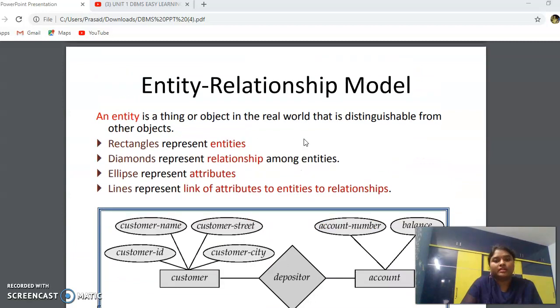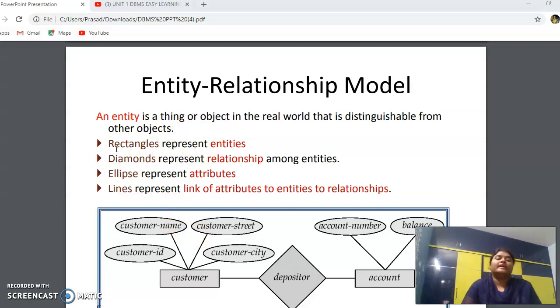Next one is the ER model. Let us have a glance at how the ER model looks. Entity relationship model. An entity is a thing or object in the real world. Anything you can take as a thing or object is termed an entity. So how to represent this entity? Entities are represented as rectangular boxes.